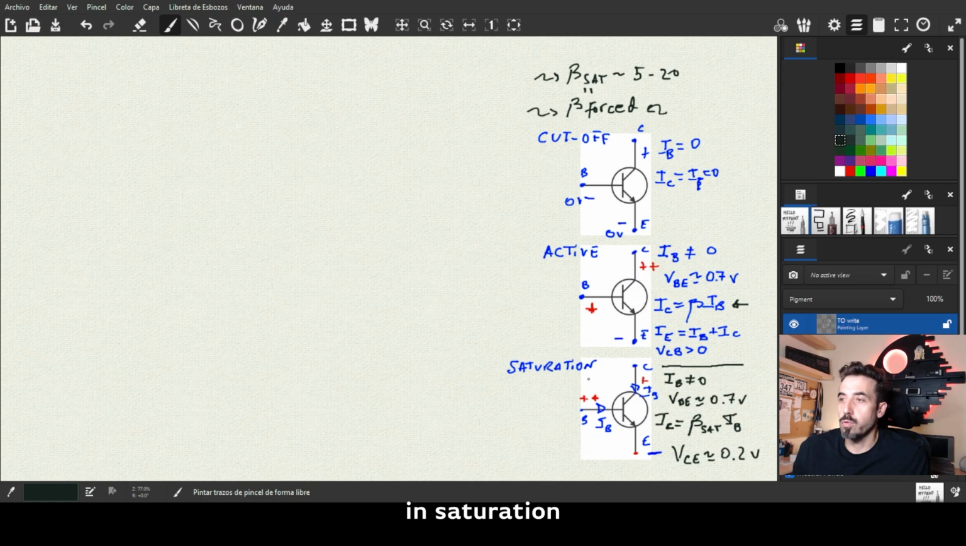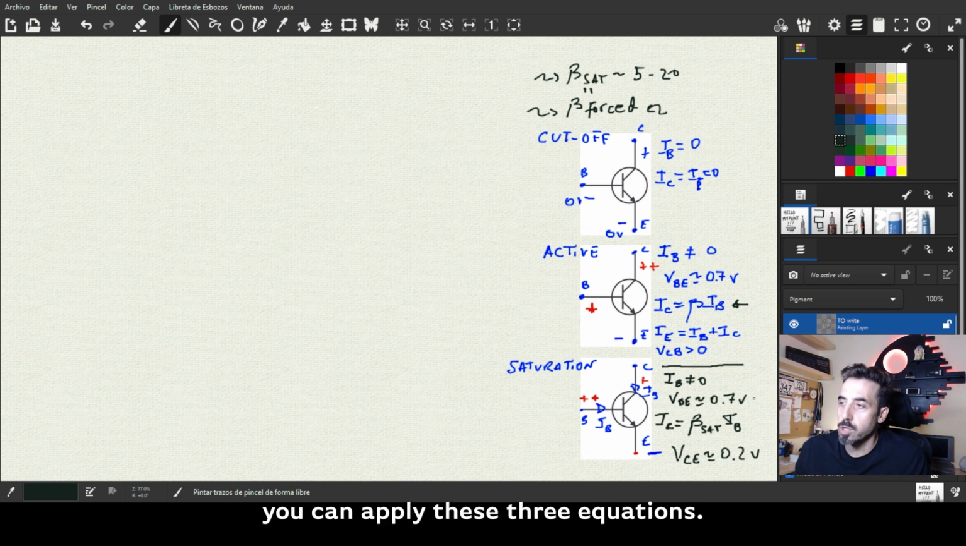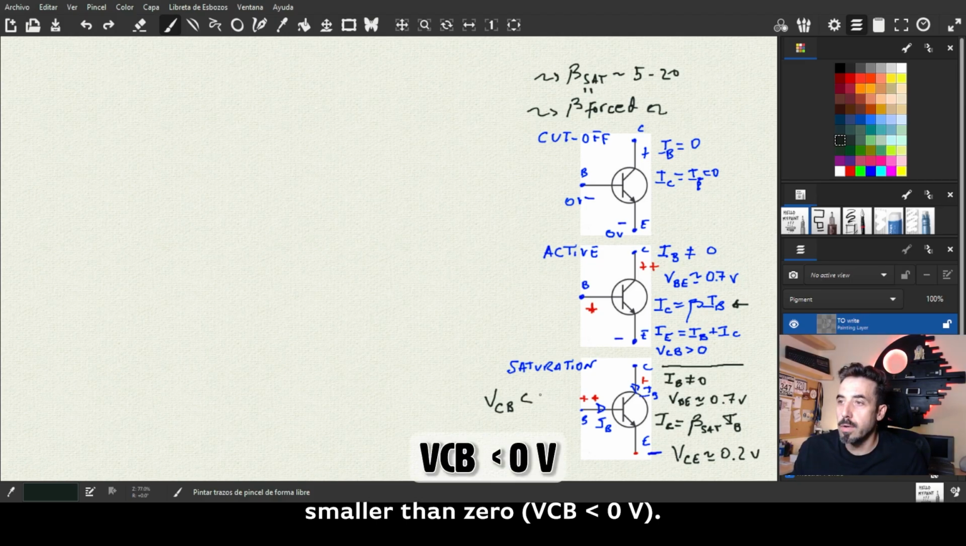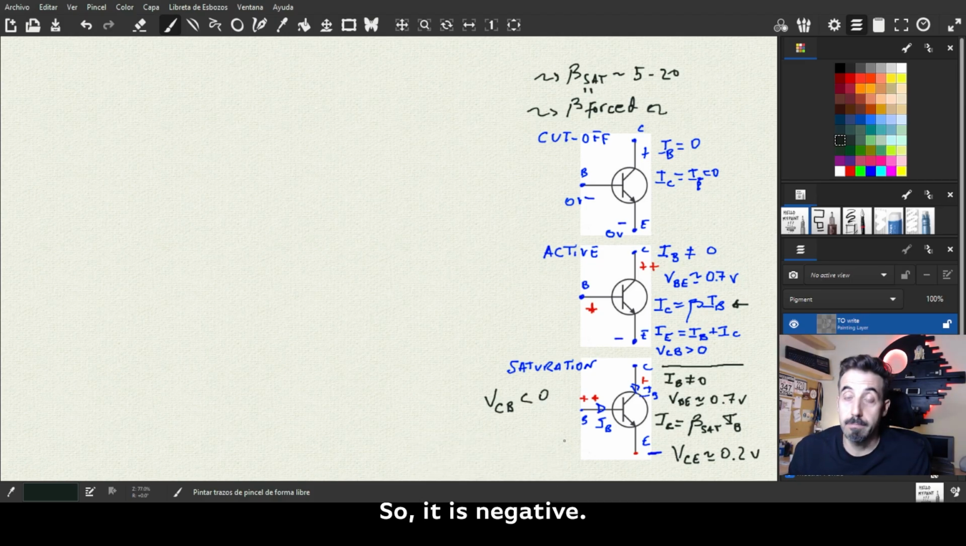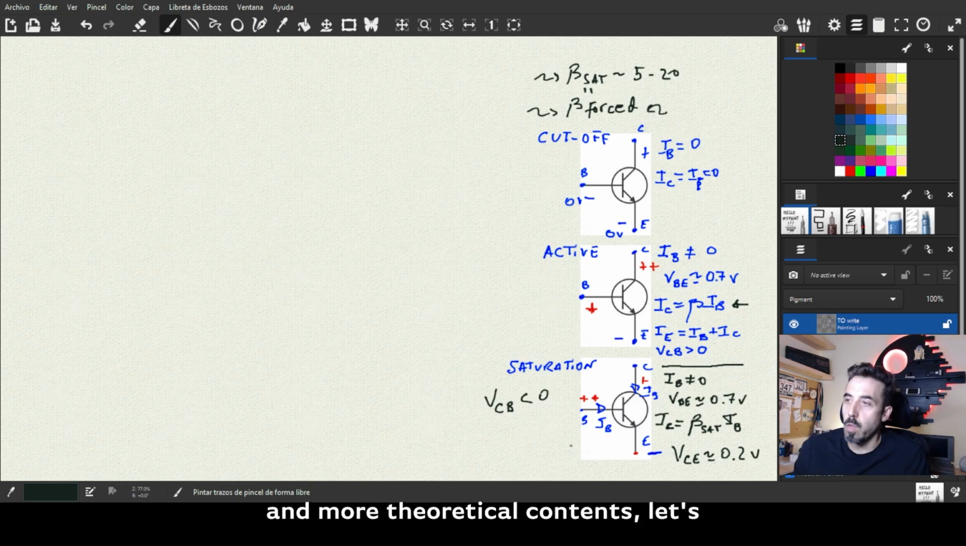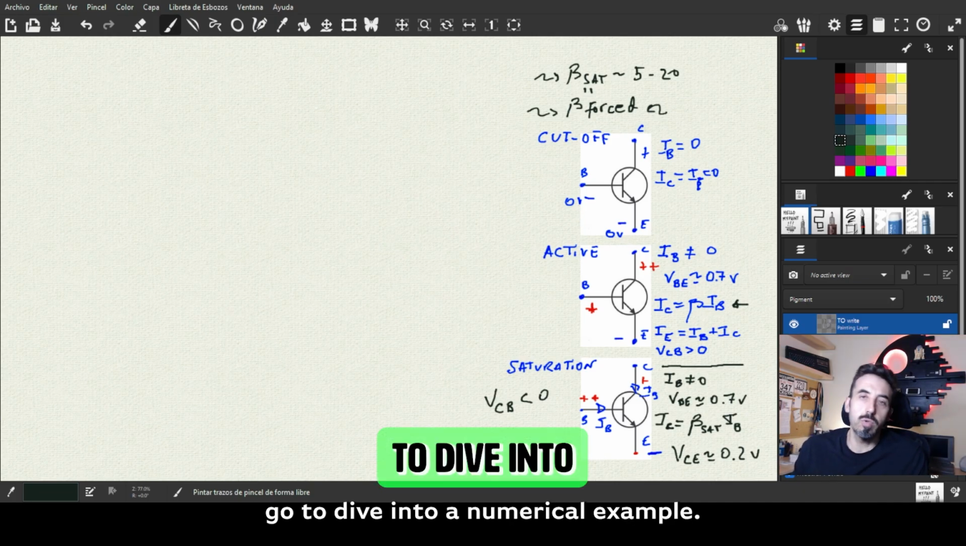So if you are in saturation because you think that the arrangement of voltages through the terminals is the one that you have here, you can apply these three equations. And finally, the thing that you have to ensure is that the voltage between collector and base is smaller than 0, so it is negative. So now that we know all the equations and other theoretical concepts, let's dive into a numerical example.